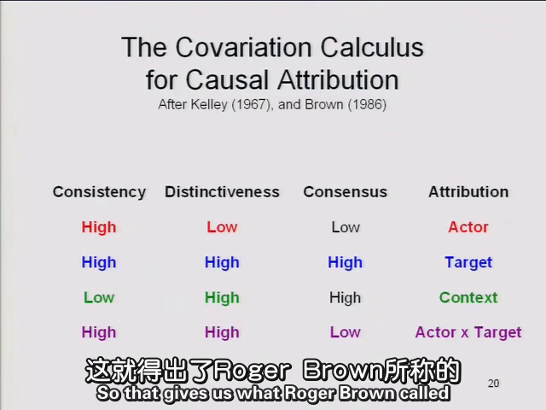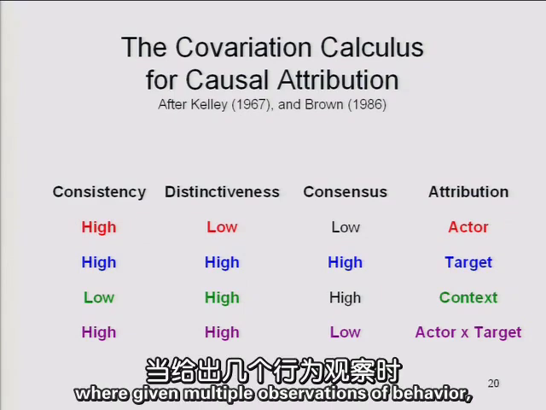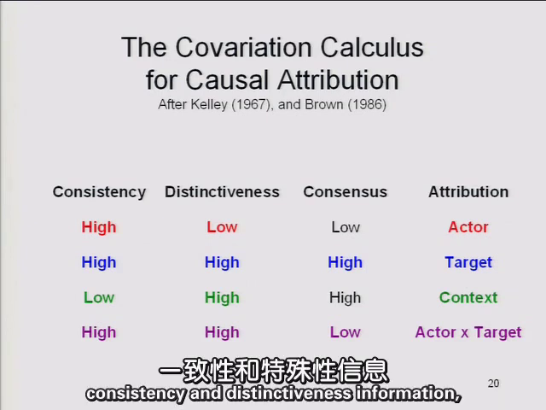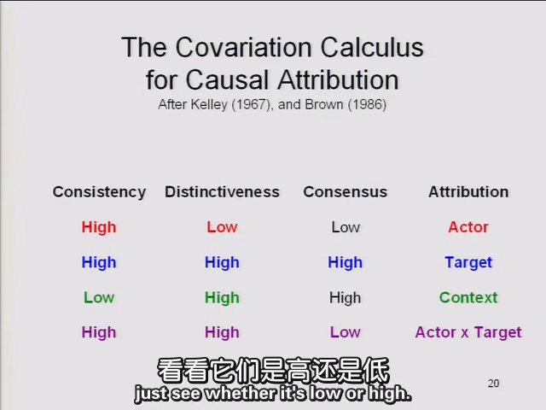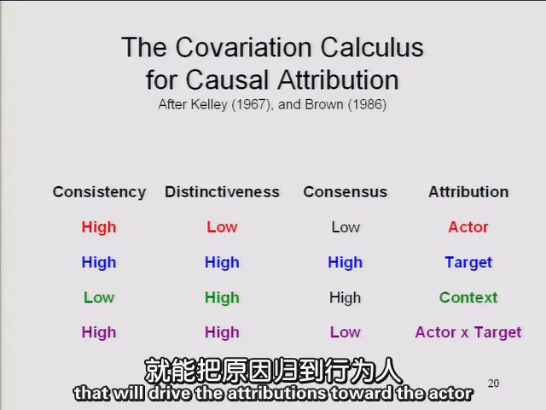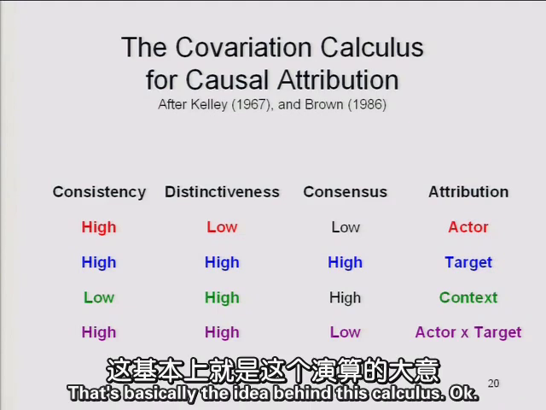Okay, so that gives us what Roger Brown called the covariation calculus for causal attribution, where given multiple observations of behavior, you try to plug in your observations in terms of consensus, consistency, and distinctiveness information, just varying it, seeing whether it's low or high. And depending on the pattern of information available to you, that will drive the attributions toward the actor or the target or the context or whatever. That's basically the idea behind this calculus.